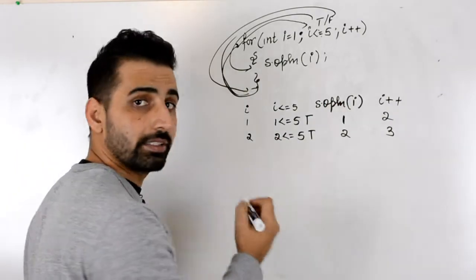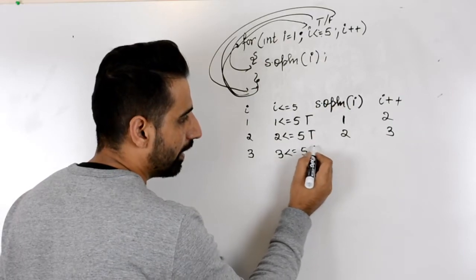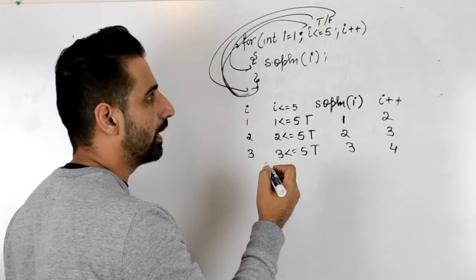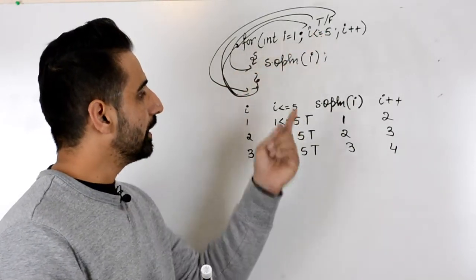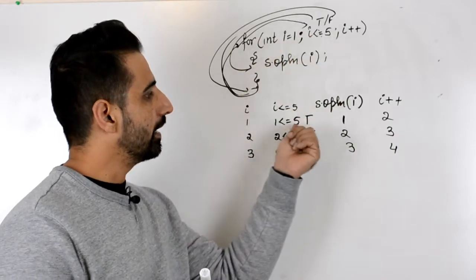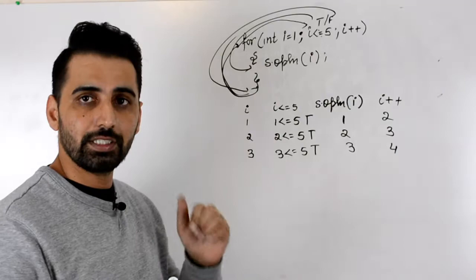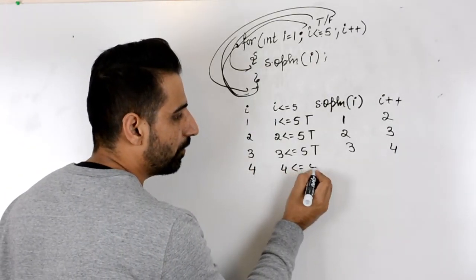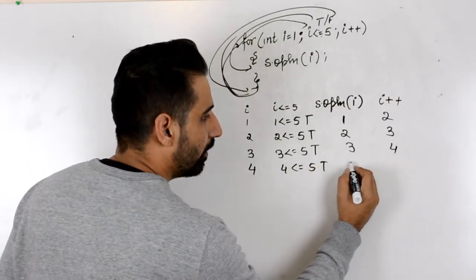Then the value of I is 3. Then 3 less than equals to 5. The condition is true, so it will print 3. Then the value of I is incremented. So it is not coming out of the loop, because the condition is always true. When the value of I was 1, the condition was true. When the value of I is 2, the condition is true. When the value of I is 3, the condition is true. Now if I write 4 less than equals to 5, the condition is true.